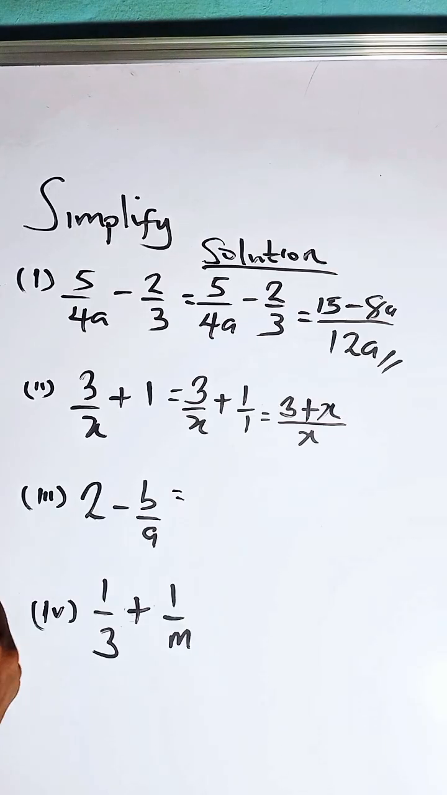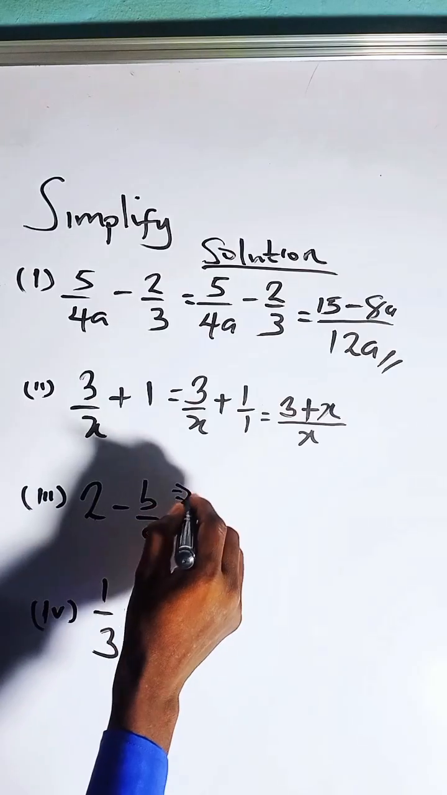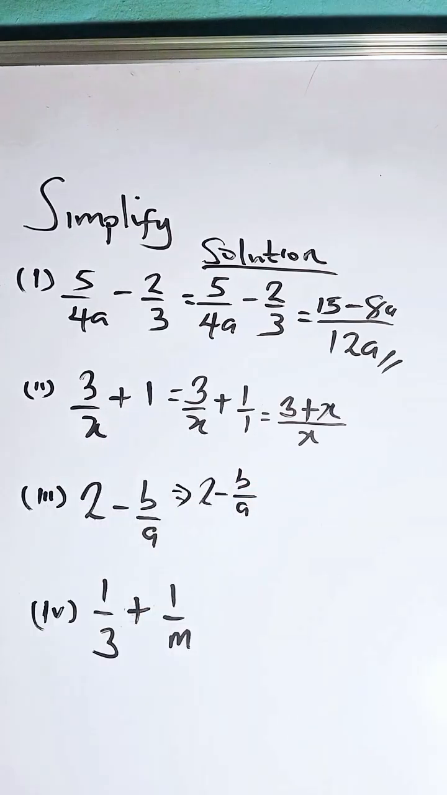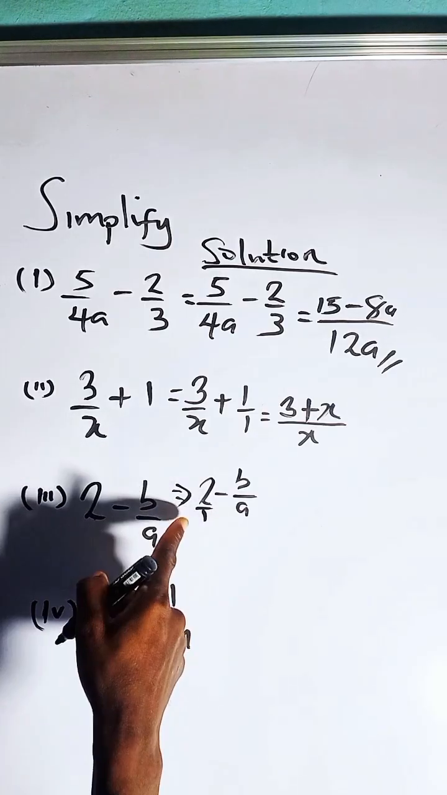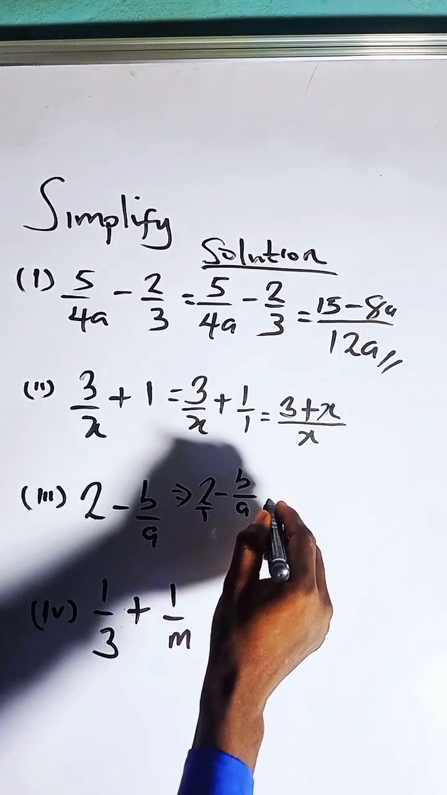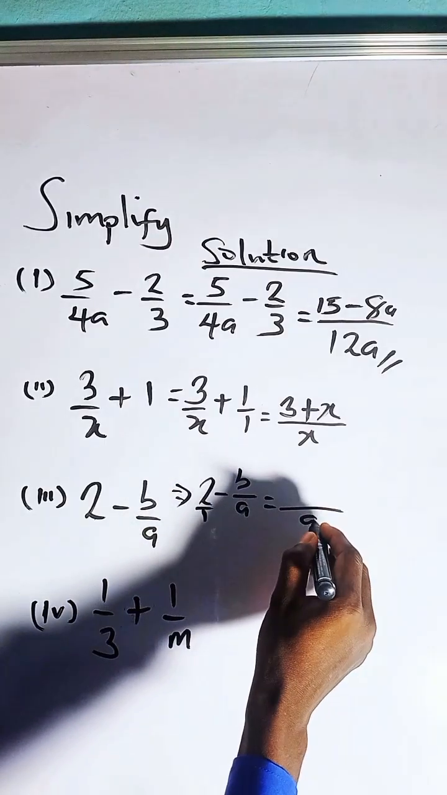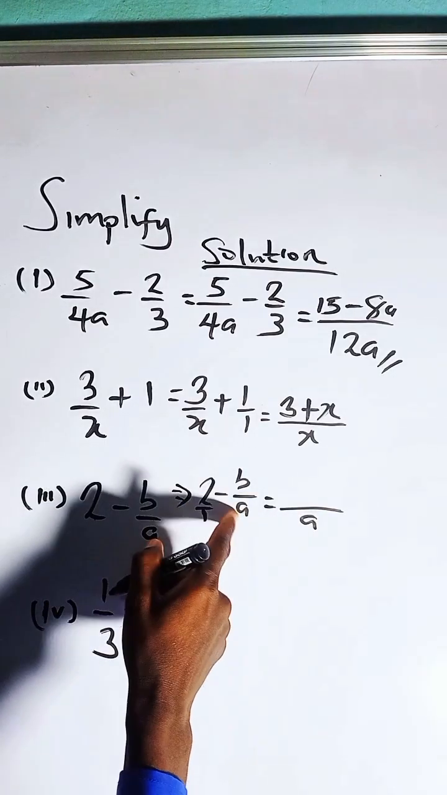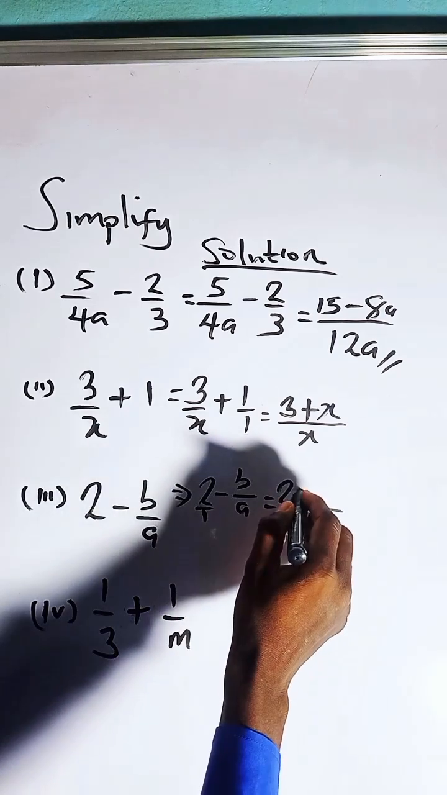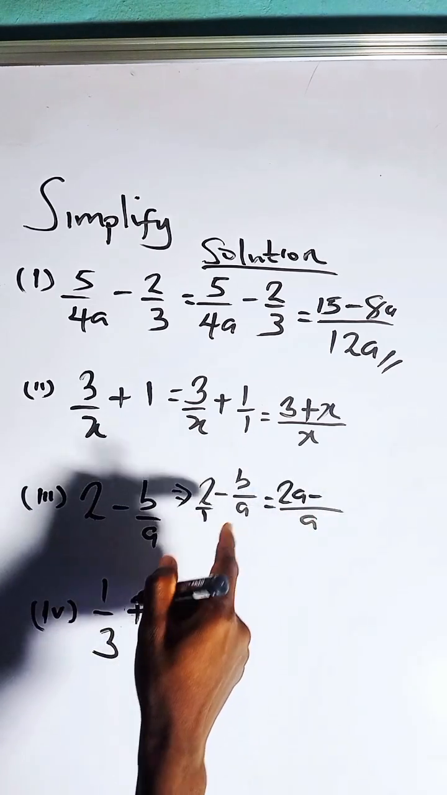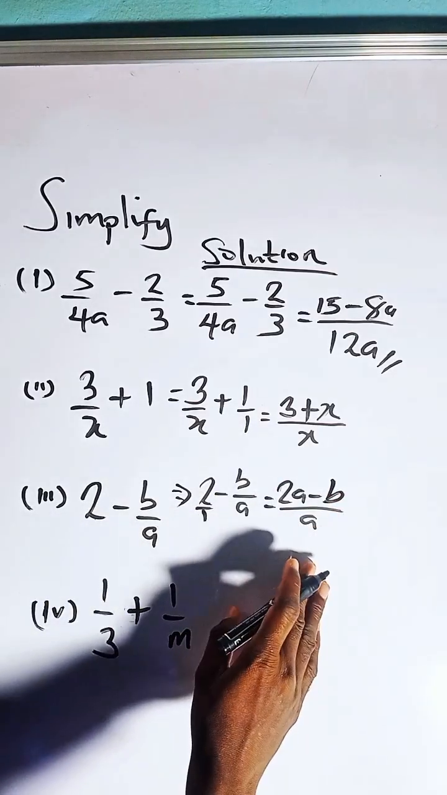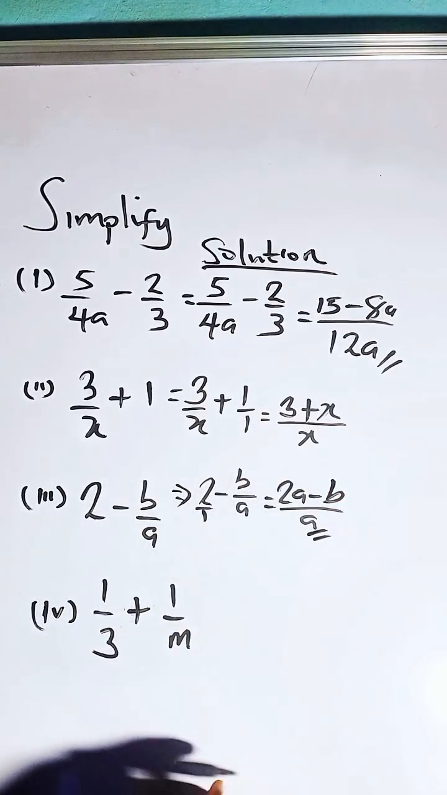When we look at this, we have 2 minus b over a. The 2 has 1 as the denominator, so the common denominator is a. We divide and have a multiplied by 2, so we have 2a minus, and 1 multiplied by b, so we have 2a minus b over a.